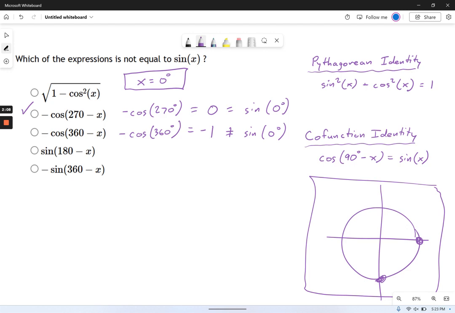If you forget your special angles, you're really out of luck. So you got to make sure you study those things, and you can guess your way through a problem like this.